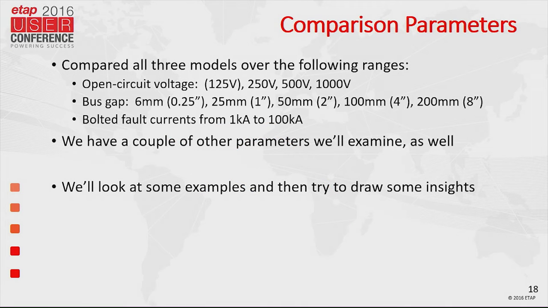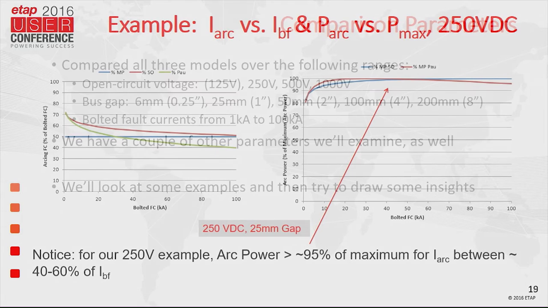We looked at the models over a range of voltages, from 125 volts all the way up to 1,000 volts DC, bus gap from a quarter of an inch up to 8 inches, or if you want to be more politically correct, 6 millimeters to 200, and bolted fault currents all the way from 1 kA to 100 kA, just to see what we would find. We're going to take a look at some of the examples and use them to draw some insights.